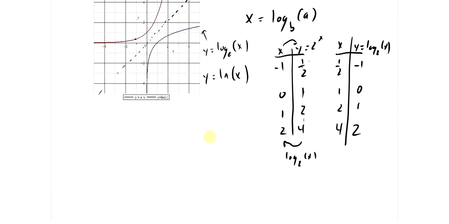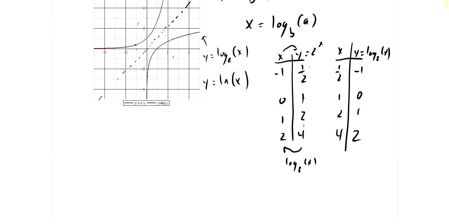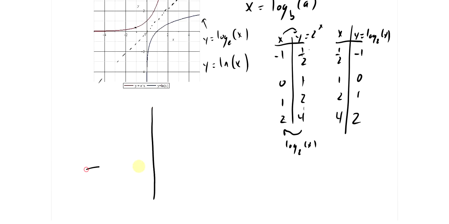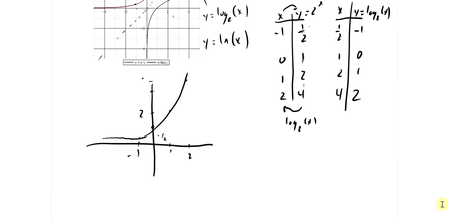Oops, didn't want to do that. Sorry. So the graph of y equals 2 to the x would go through minus 1, 1/2, 0, 1, 1, 2, and 2, we'll put 4 up here. And it looks like this.